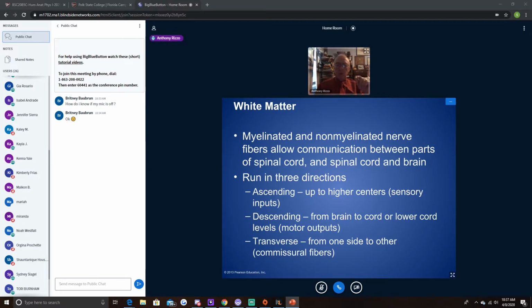Now, we have neurons in our tracts, in our cord, that run up to the brain, and those are ascending tracts. We have tracts in our cord that go down from the brain. Those are descending tracts. And then we have tracts that go from one side of the cord to the other, and those are called transverse tracts. That's pretty straightforward.